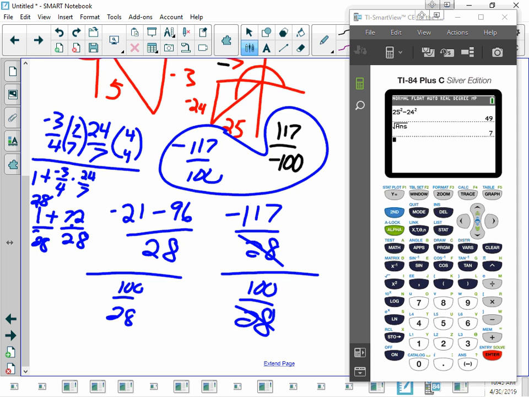That actually was pretty easy. But sometimes it doesn't work out that way. Sometimes it's easier just to do the sine over the cosine. Okay. All right, get to work.